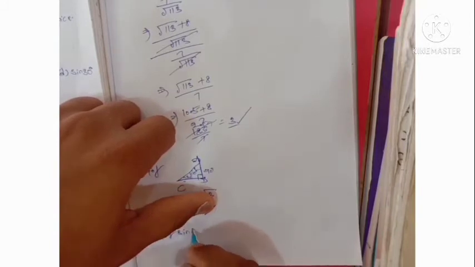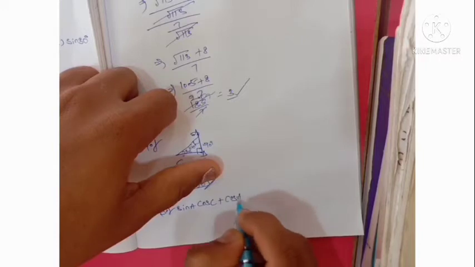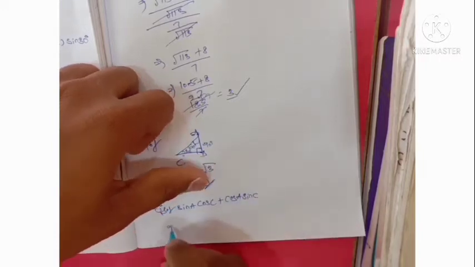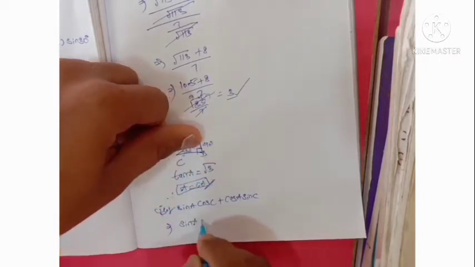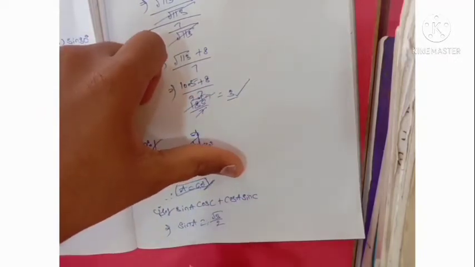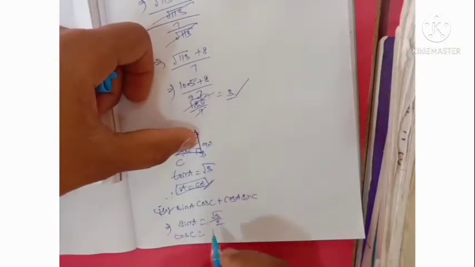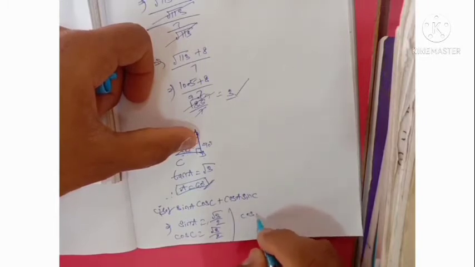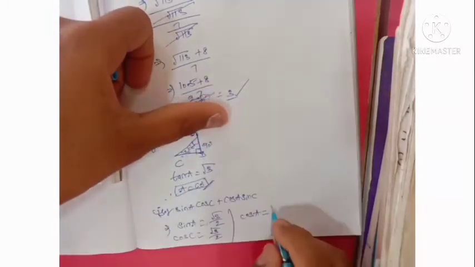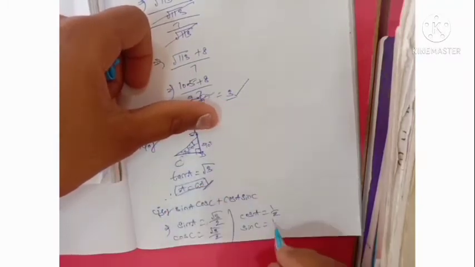Sin A cos C plus cos A sin C. First write sin A. What is the value of sin A? Means sin 60. Sin 60 is root 3 by 2. Then cos C means cos 30, which is root 3 by 2. Then cos A, we should find. Cos 60 is 1 by 2. Then sin C. Sin 30 is 1 by 2.